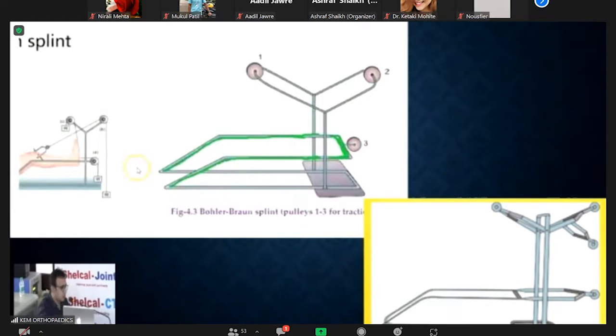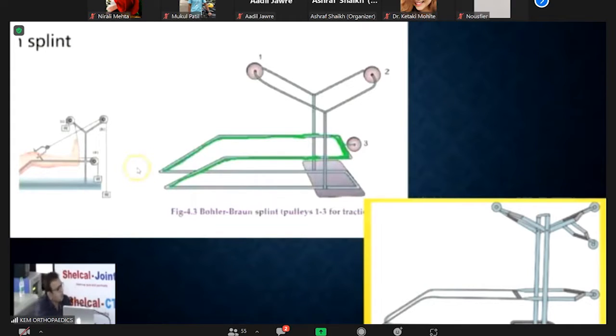What are the precautions that we have to take when we apply the Bohler-Braun splint? Anyone who wants to answer that? Raise your hand. No one wants to answer it. No one has read it.